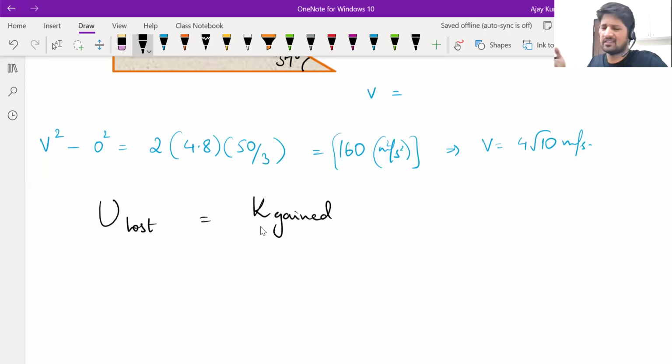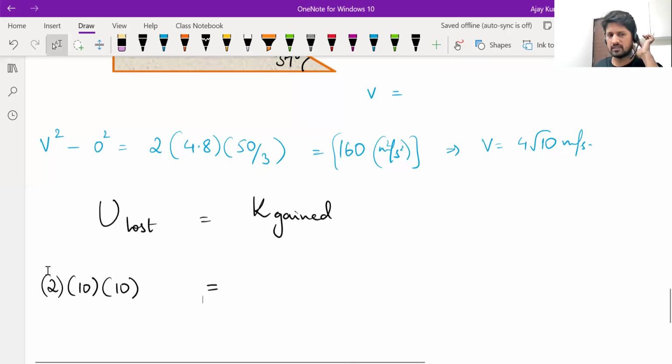Usually we write ui plus ki is equal to uf plus kf. Now I'm taking a different approach. Potential energy lost is mass into gravity into height descended, which is 10. Vanilla, you tell me, how should we write kinetic energy gained? Expression for kinetic energy gained.